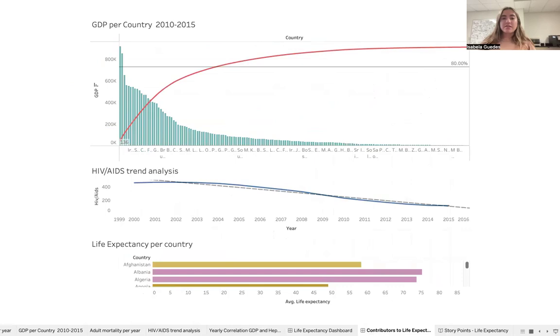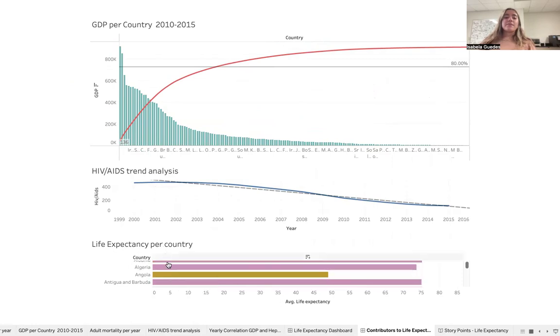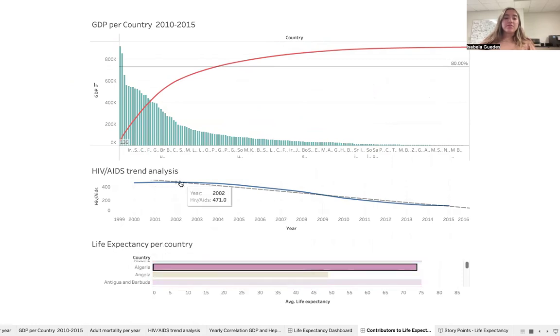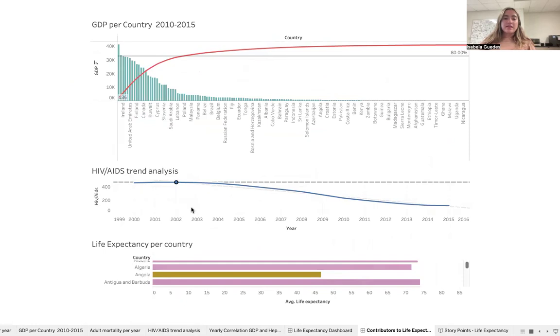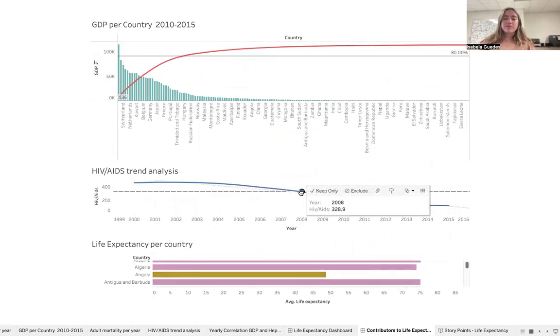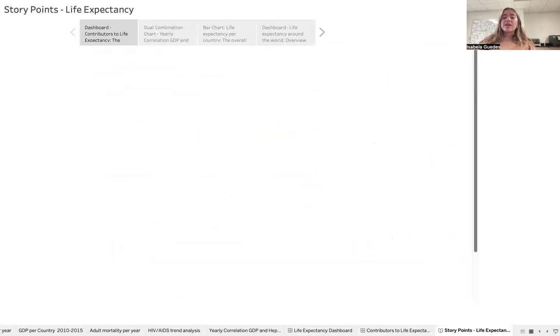Over here on the second dashboard, you can see the other factors that go into life expectancy, like the GDP, the cases for things like HIV, and the life expectancy per country. You can use the trend analysis as a filter, and when you click on 2002, it will show you the data for the GDP in 2002 and the data for life expectancy in 2002 on the other graph. So you just use this as a filter. You could click on 2008 and it would change the data.